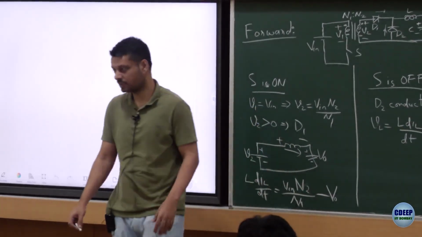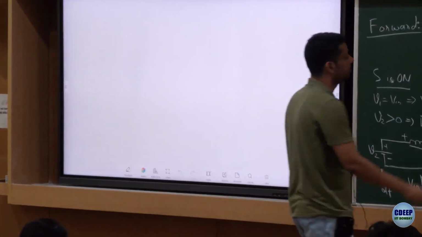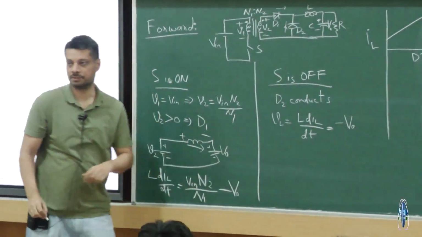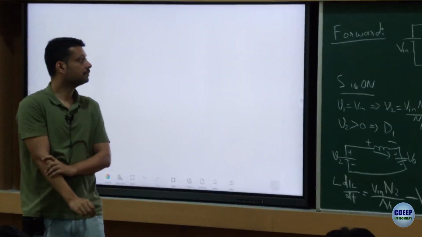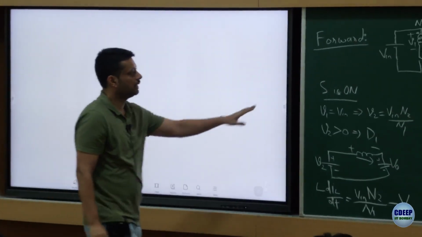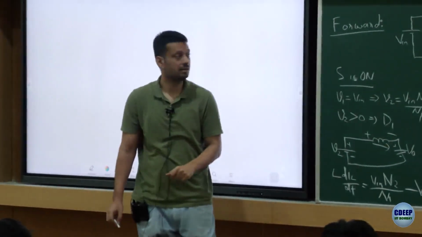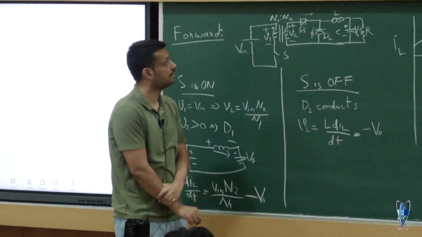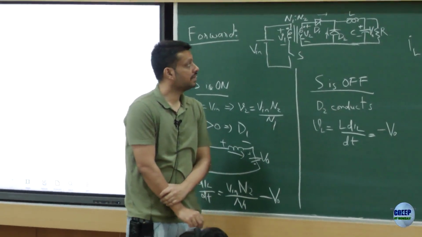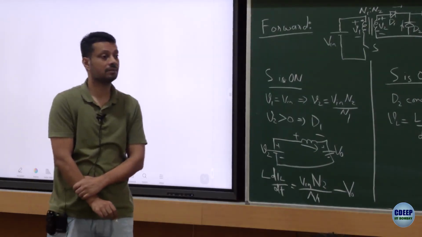Good question. So his question is, why is D1 required? What if you don't have D1? What if you have just a short circuit at D1? Will anything change if you do that? Will anything change when S is on? No, because when S is on, D was supposed to be a short circuit anyway. Will anything change if S is off? Anyone?